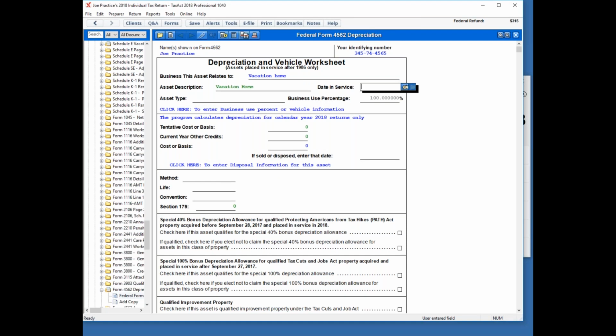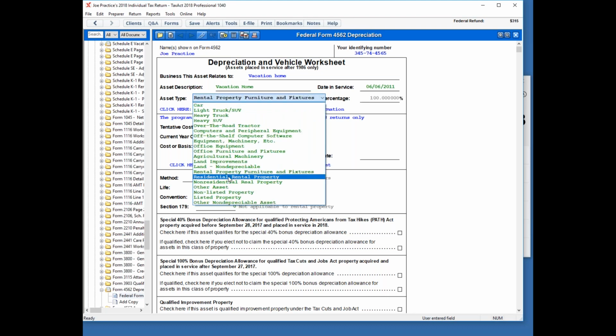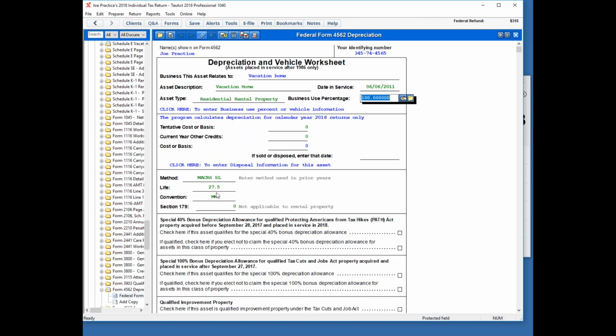date in service. Oh, we'll say we put it in back in 2011, just make up a date. And I'm going to call this rental property. Notice there's a difference here. Rental property, furniture, and fixtures actually has a life of 5. I had said 7 earlier, but life of 5 years, which makes even more sense. And then the residential rental property, you'll notice that changes to 27.5, so much, much higher.